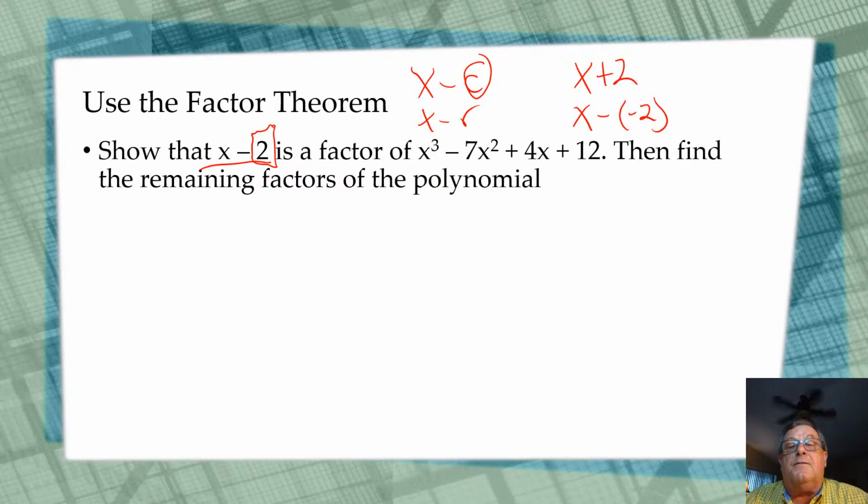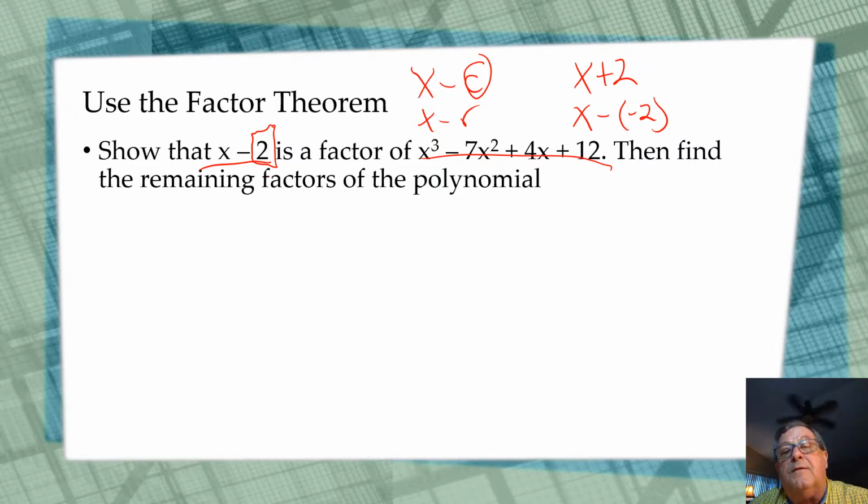You synthetically divide it. If you get 0 for a remainder, then in this case, x minus c, or x minus 2 in this case, is in fact a factor of the polynomial that we see here, x cubed minus 7x squared plus 4x plus 12. So in this case, we're asked to show that x minus 2 is in fact a factor of this polynomial, and then find the remaining factors from what we call the depressed polynomial. So let's go about this.